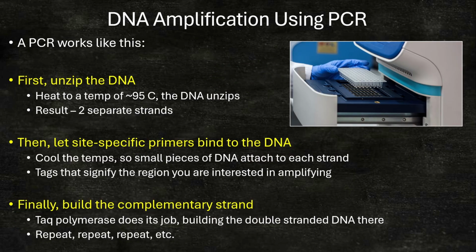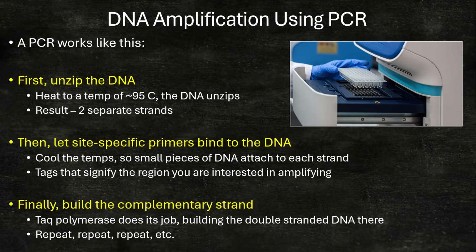So let's talk about how a PCR works. As we are learning about a PCR, I want you to compare it against what you now know about DNA synthesis. So first, we have to unzip the DNA. To do this, we heat our sample of DNA up to around 95 degrees Celsius. And the DNA unzips because those hydrogen bonds that hold the two strands together break. As a result, you end up with two distinct starting strands of DNA.